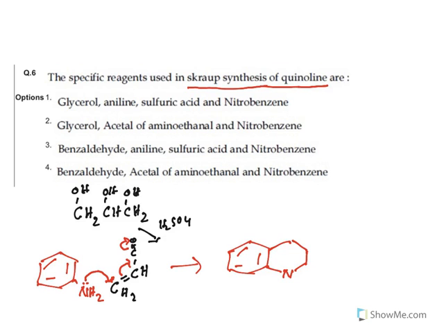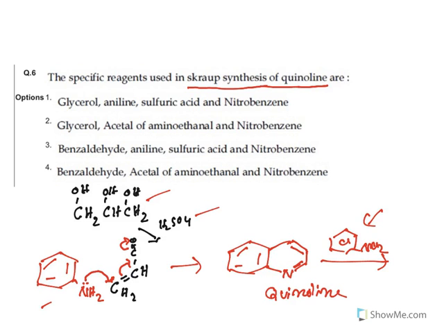Now this is not quinoline. Again you need an oxidizing reagent like nitrobenzene. In presence of nitrobenzene, you will get these unsaturated bonds, and this is what quinoline is. So this is the Skraup synthesis. What do you need? Glycerol, sulfuric acid, aniline, nitrobenzene. So which one is this? Glycerol, aniline, sulfuric acid and nitrobenzene. This is a popular synthesis used to synthesize quinolines.